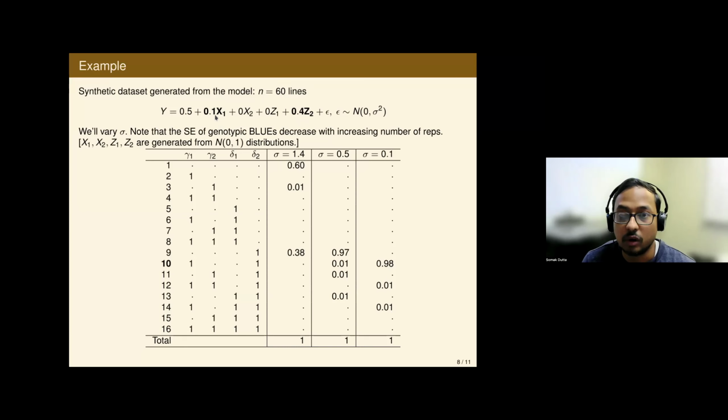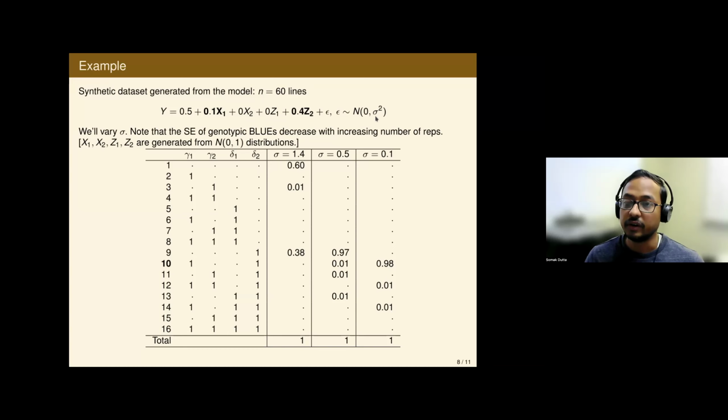The first SNP has a coefficient of 0.1. The second gene has a coefficient of 0.4. And the other SNP and gene have a coefficient of 0, so they're not important. This is how the data was synthesized.